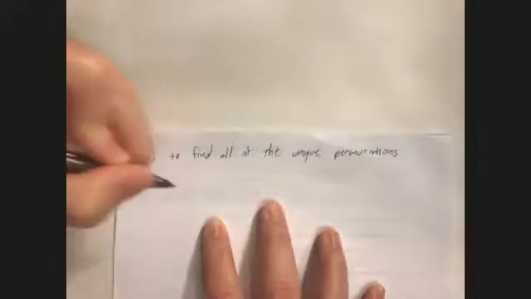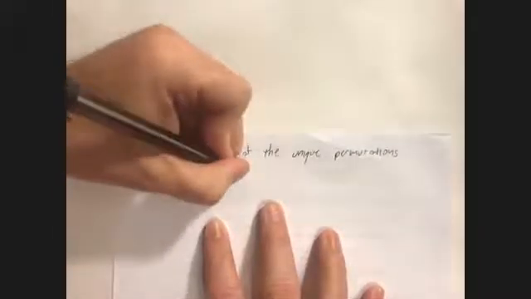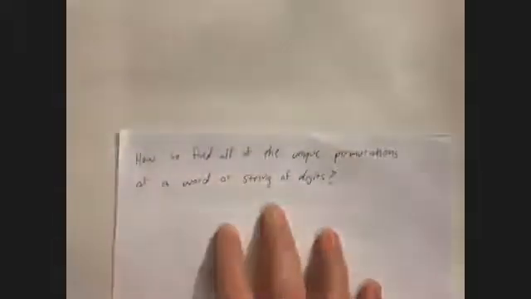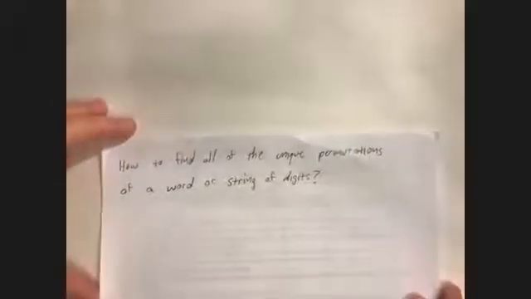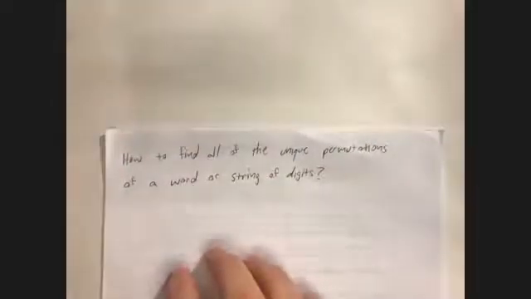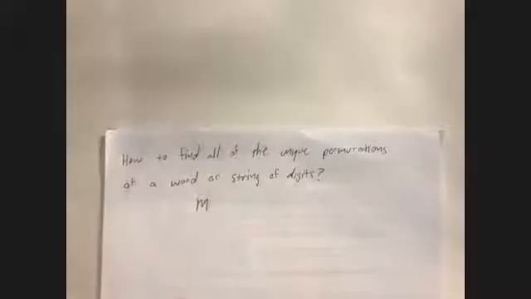So, how to find all of the unique permutations of a word or string of digits, because that's a question as well. So I'm going to use the word Mississippi because it's got plenty of repeating letters. So I'm going to write out, if I can spell it correctly, Mississippi.